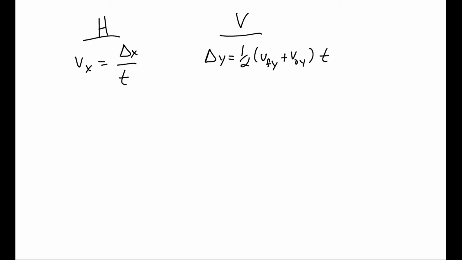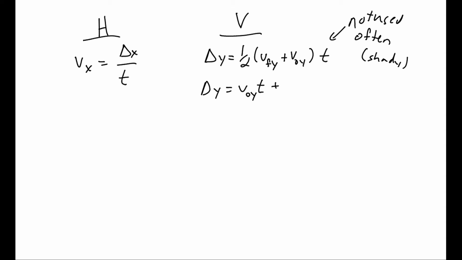You don't really use that one very much. I think that's a shady equation. It's true, but it's shady. Sometimes it's very useful, but most of the time it's shady. It's useful to keep track of everything, because at some point, on some problems, you may have both horizontal and vertical acceleration.